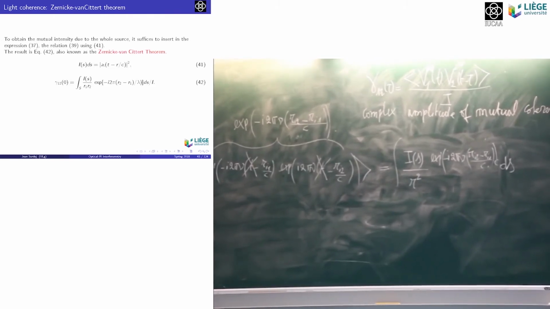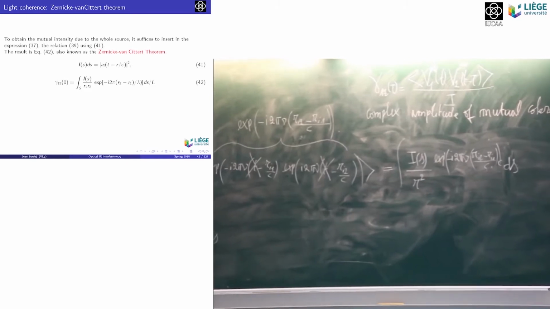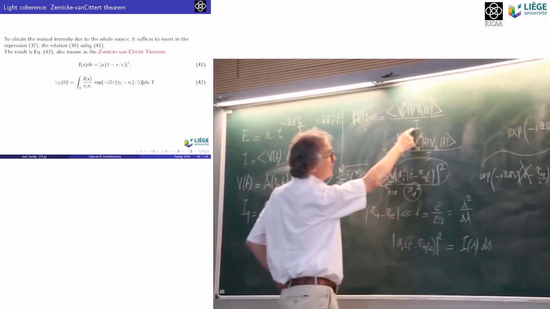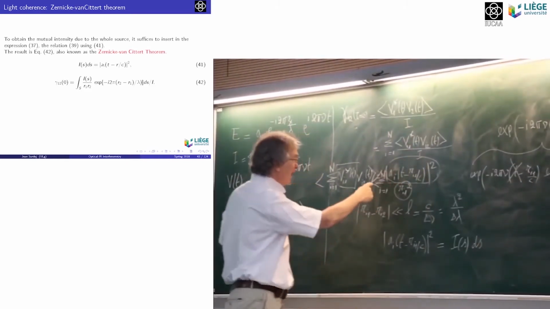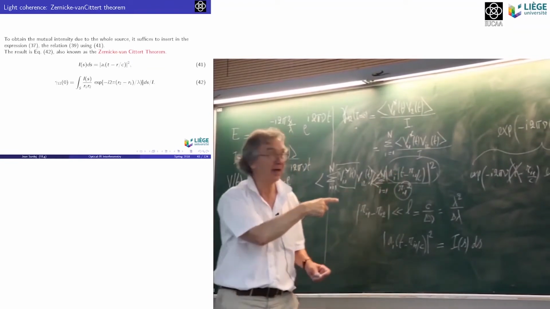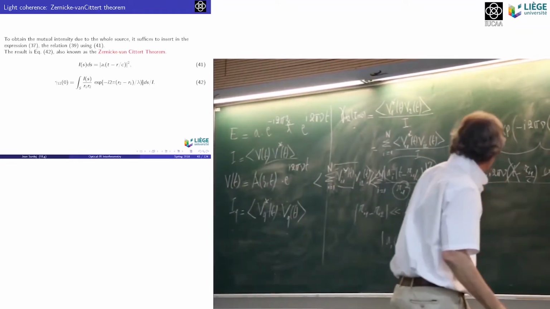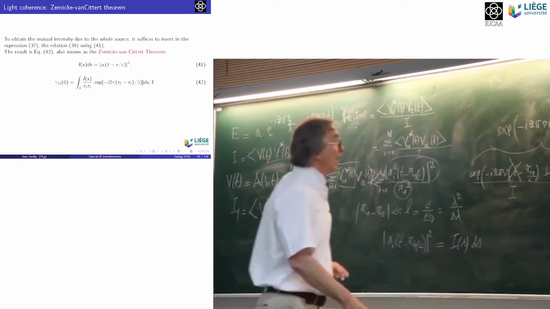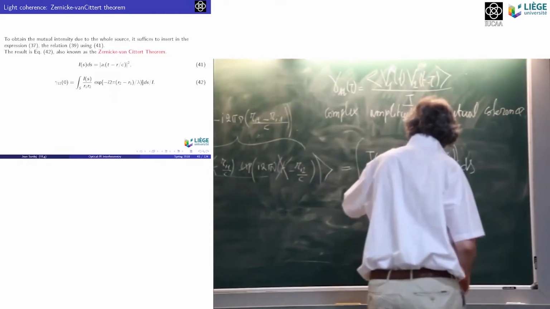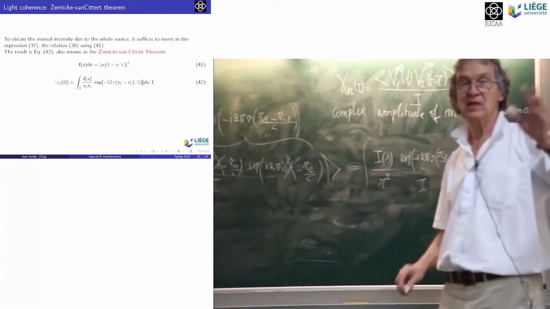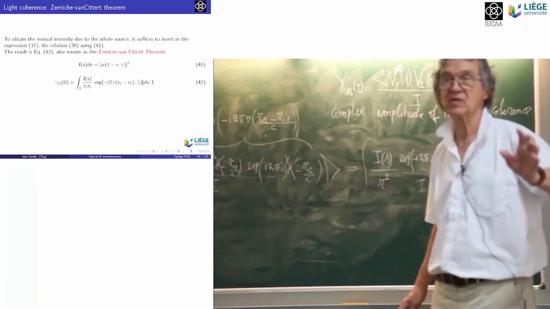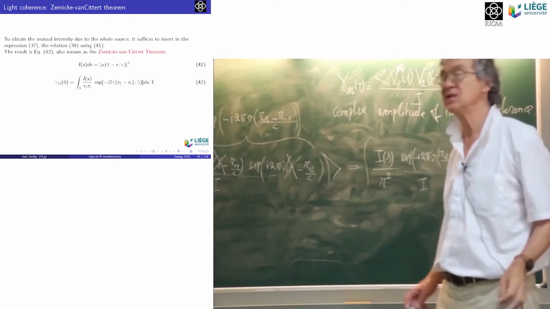Now, in all of that, I forgot one thing. You see here, I have divided by I. Here I have divided by I. Here I have forgotten to divide by I. So I correct for this, I divide by I. And here, I also divide by I, where I is the intensity of the source, the integrated intensity of the source.